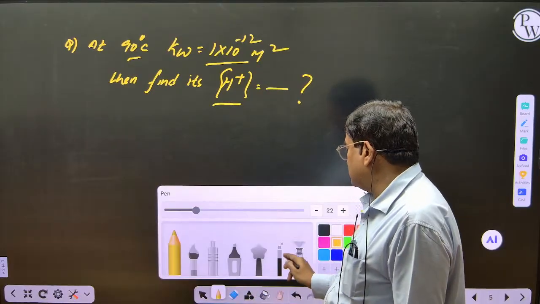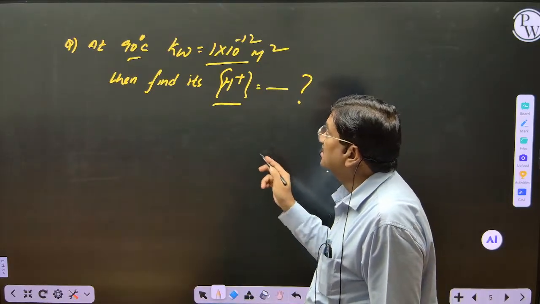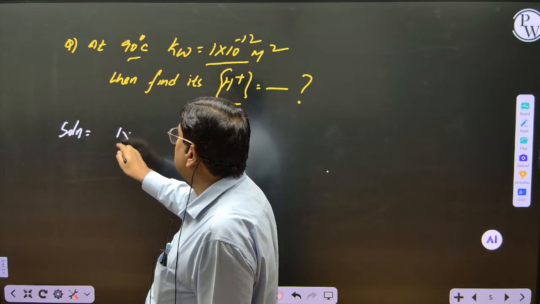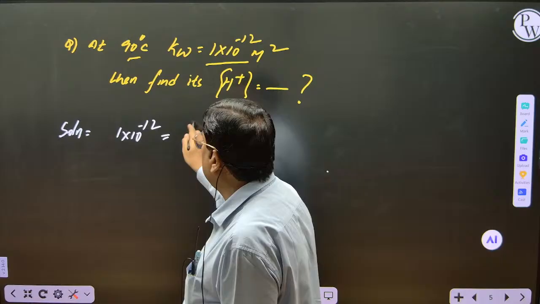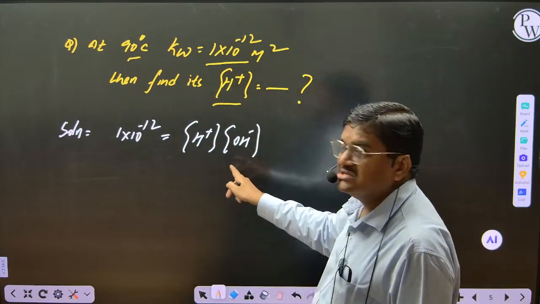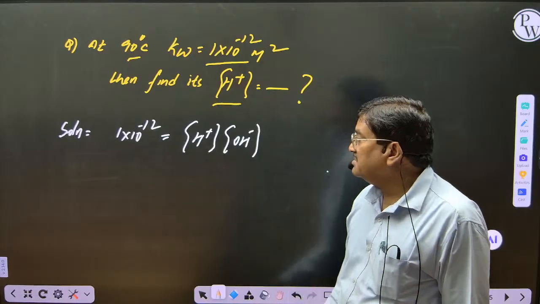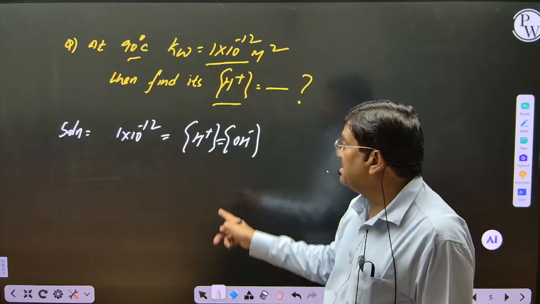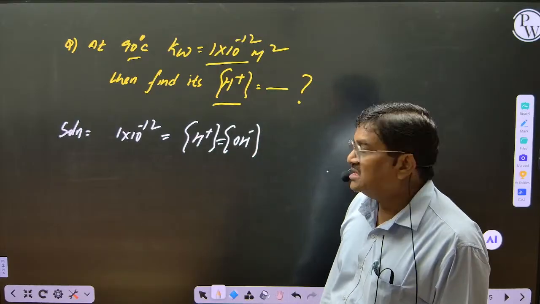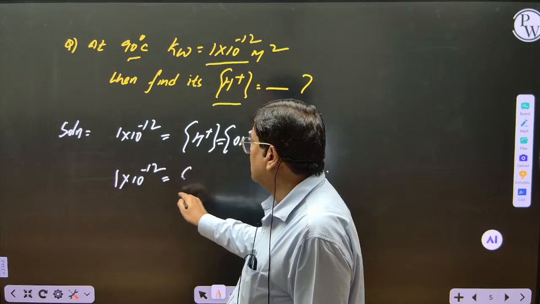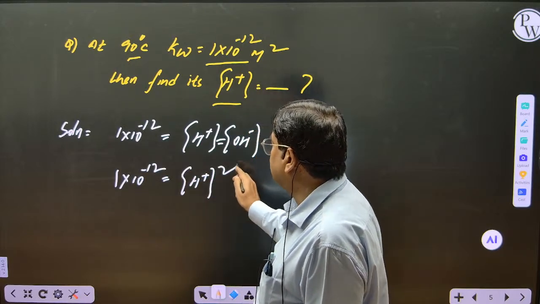Now think, students, how you approach. As the Kw value is given as 10 power minus 12, what do we equate it with? H plus ion concentration into OH minus ion concentration, no? Now at a given temperature, these two will remain the same. That means the H plus ion concentration will be equal to the OH minus ion concentration. Then can I write 1 into 10 power minus 12 is equal to H plus ion square.